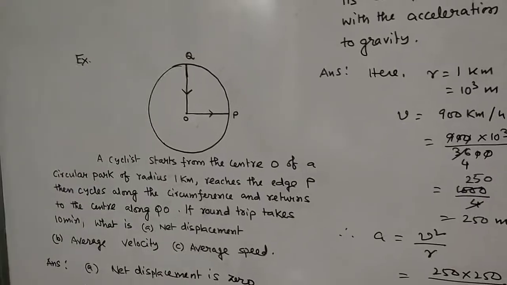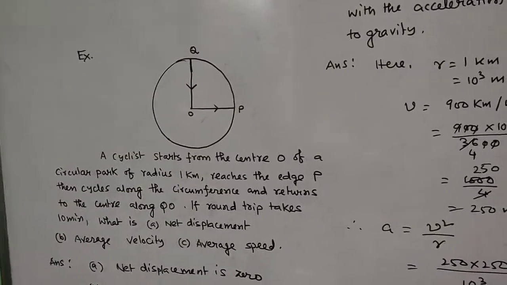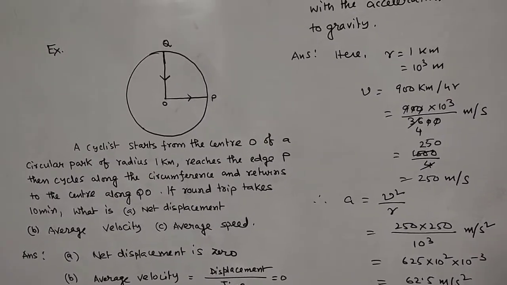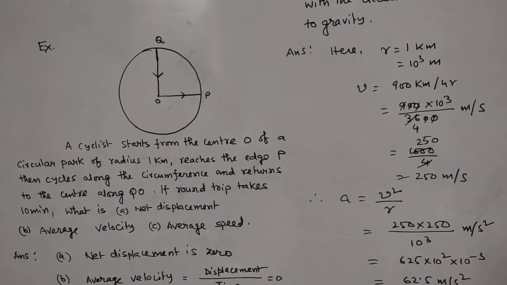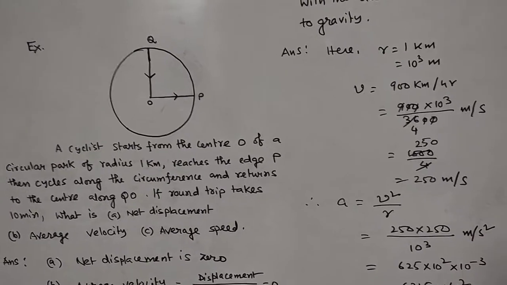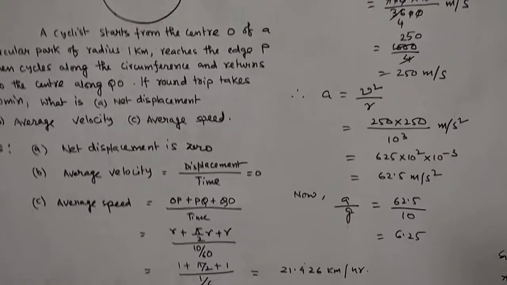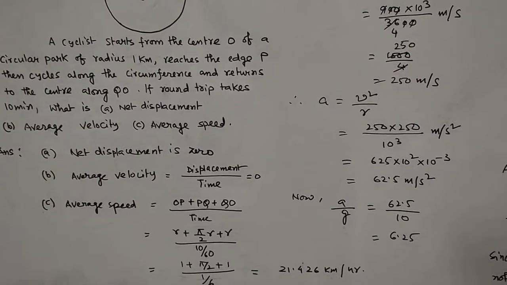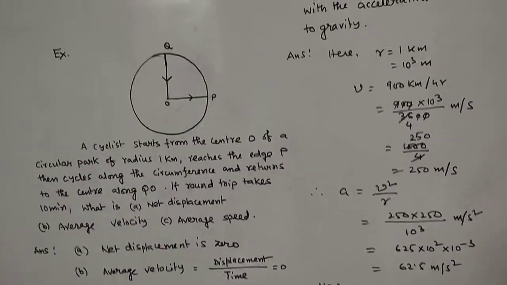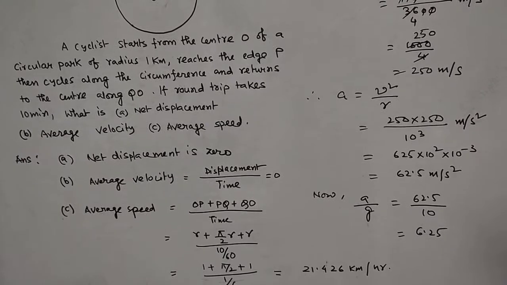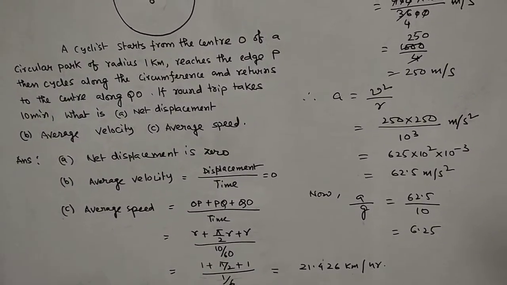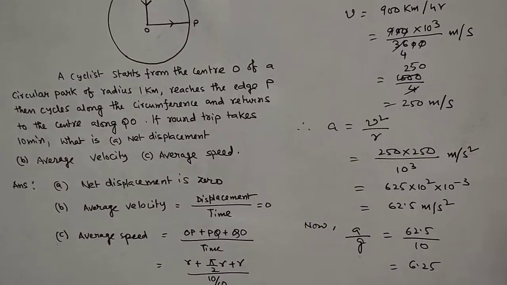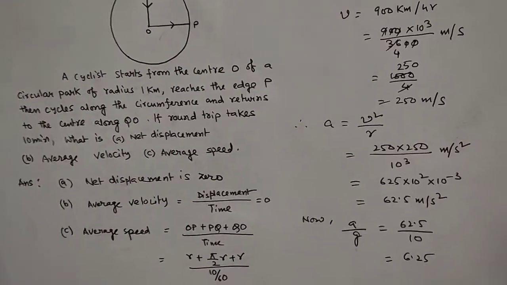So OP is 1 kilometer, as specified in the question, the radius. PQ you can consider as arc equal to angle into radius. So the angle is 90 degree, as per the diagram, pi by 2 into radius. Use the formula arc equal to angle into radius. And next again along QO, that is the radius again. So r plus pi by 2 r plus r. So here we have considered arc equal to angle into radius, and the arc is PQ. So the angle is pi by 2 into radius.